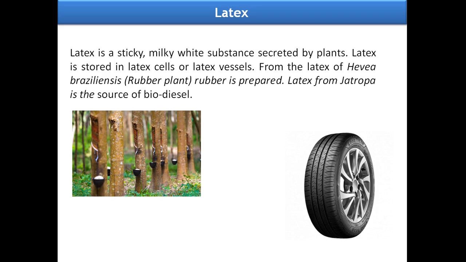Latex and the seeds of Jatropha are the sources of biodiesel. That is all about the secondary metabolites in plants.